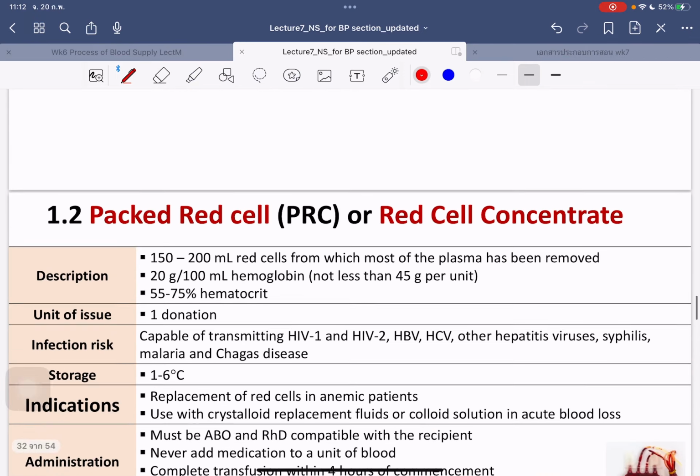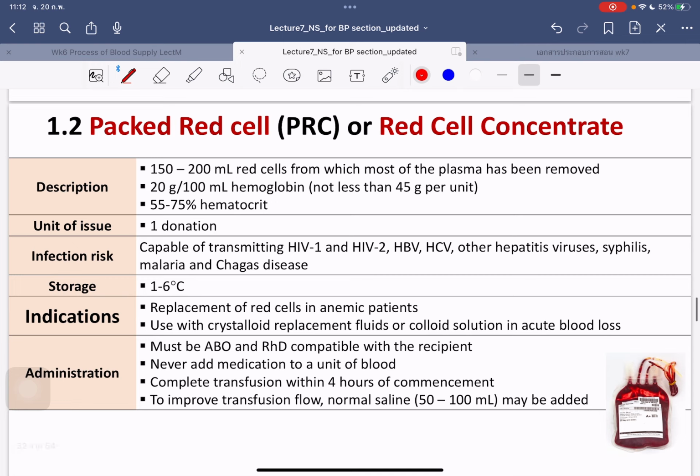Okay, the second one is the concentrated red cells. If you can see here for the blood, in this red cell component, most of the plasma is removed, so the percent hematocrit is going to increase to 55 to 75%.